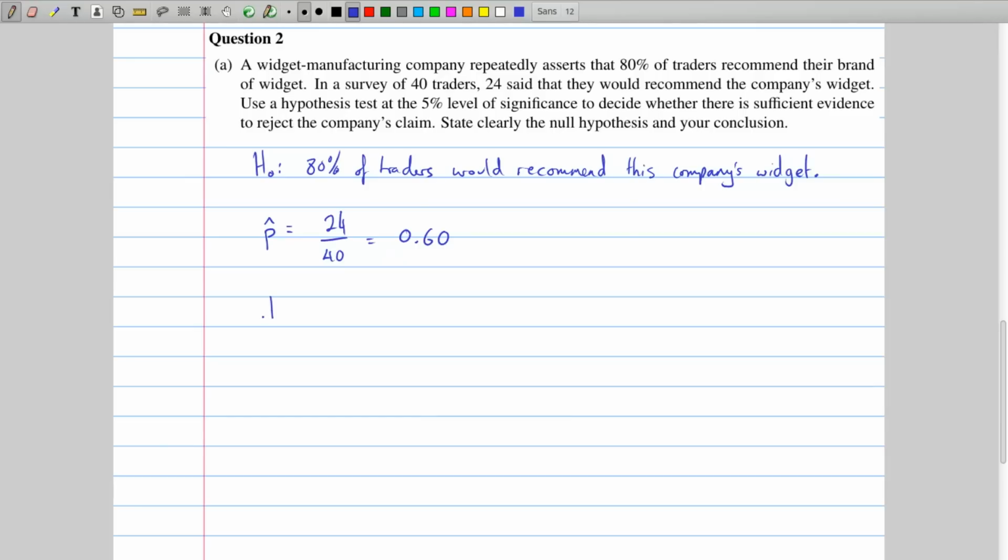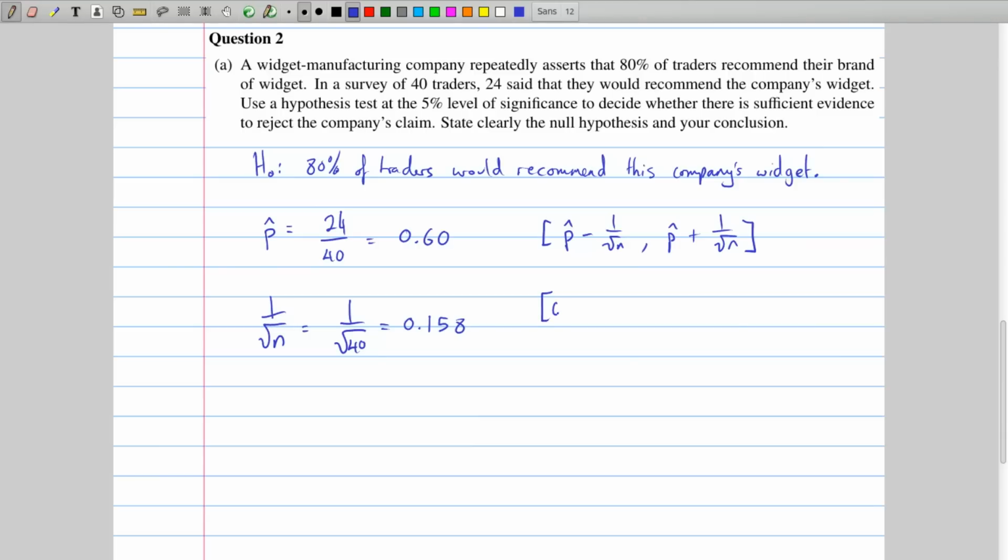We also have to work out the margin of error, 1 over root n. That's 1 over root 40 because there are 40 people in this survey. And that is 0.158. Next, we construct our confidence interval. So the confidence interval is the proportion minus the margin of error up to the proportion plus the margin of error.